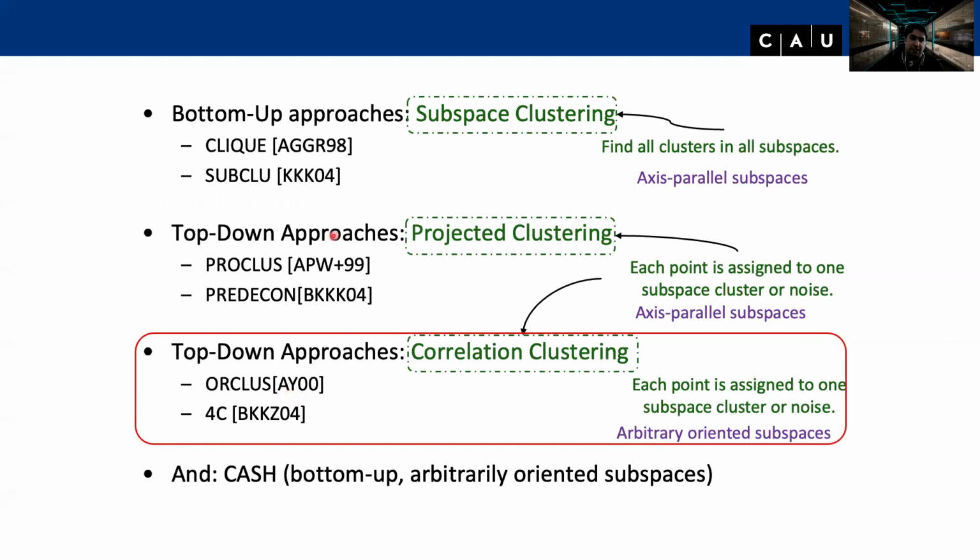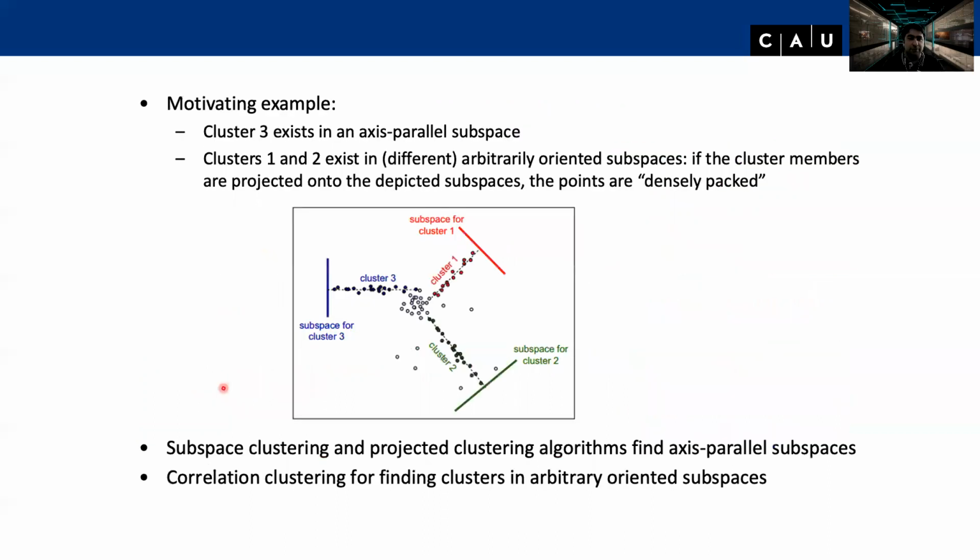So here, as a recap, what we had so far are bottom-up approaches like subspace clustering, like CLIQUE and SUBCLU, which you know from previous lectures, then top-down approaches from projected clustering. Here each point is assigned to one subspace cluster or noise. There we had PROCLUS or PREDECON. And correlation clustering in general is considered a top-down approach. Each point is assigned to one subspace cluster or to noise. And there we are going to look at ORCLUS, 4C, and later on CASH.